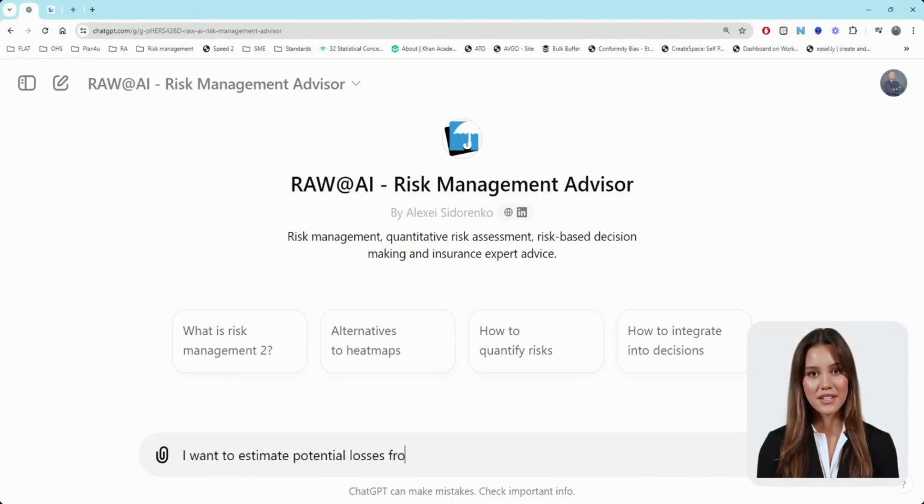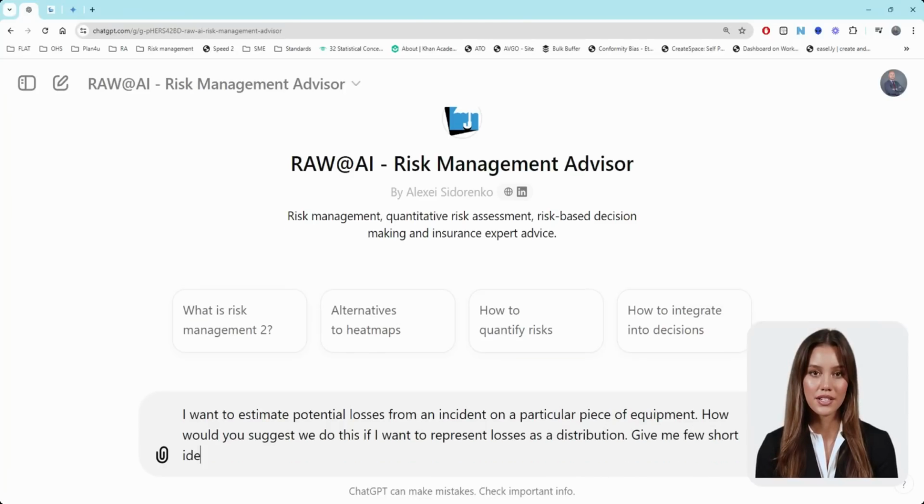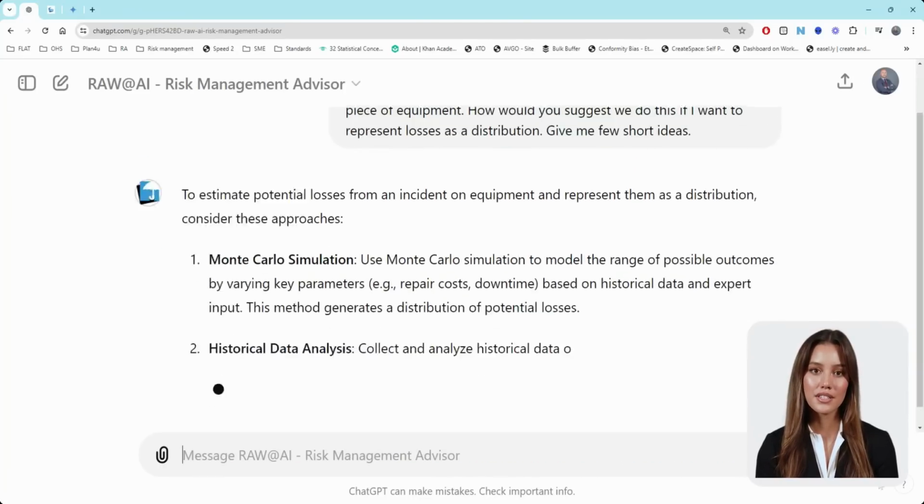First, I want to take a step back and start by interrogating and brainstorming together with AI, just like you would with a junior quantitative risk analyst. You would normally describe the problem. I want to estimate potential losses from an incident on a particular piece of equipment. How would you suggest we do this if I want to represent losses as a distribution? Give me a few short ideas. Let's see what it comes up with.